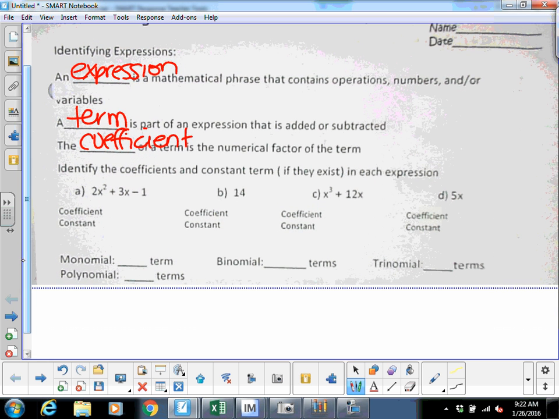All right? Identify the coefficients and constant term if they exist. Okay? Which part of this does not have a variable on the first one? The -1, right? That is your constant. Okay? Your coefficients then would be what? 2 and 3.